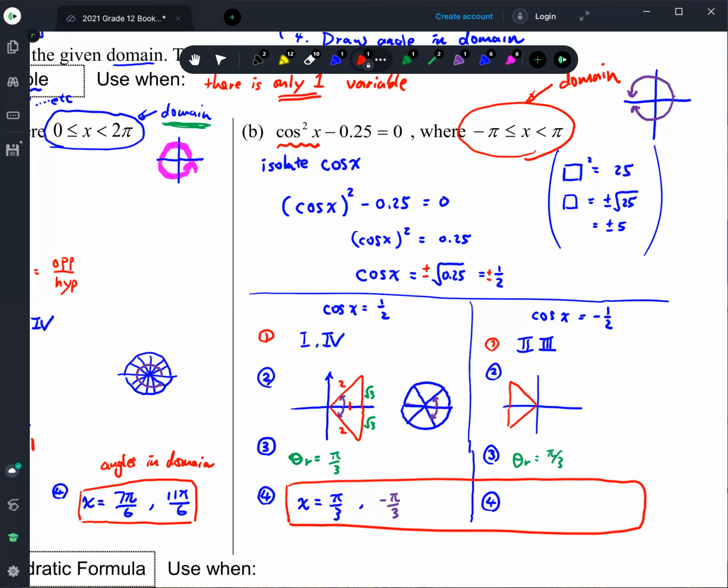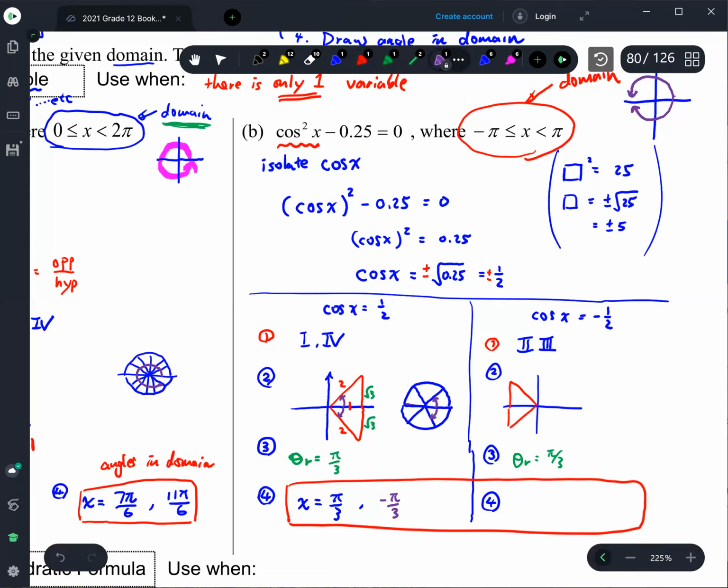Okay, please raise your hand if you have the second part of the answer. So pi, right, up to pi, then you have this one, okay? And then the other answer, you should go the other way, okay? Because we're looking for anything between negative pi to pi.